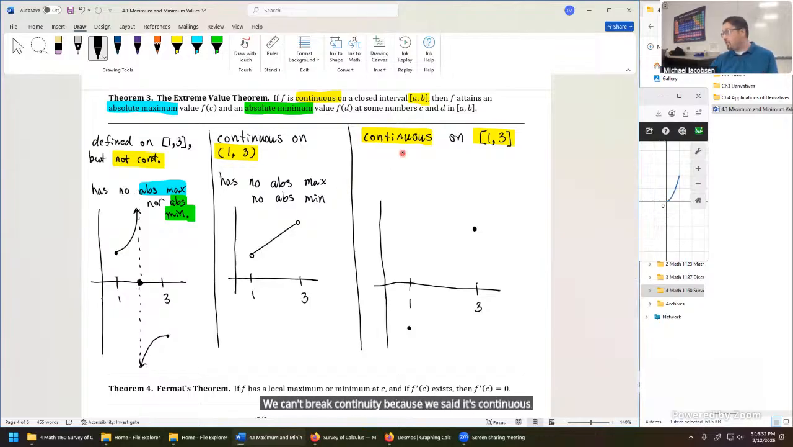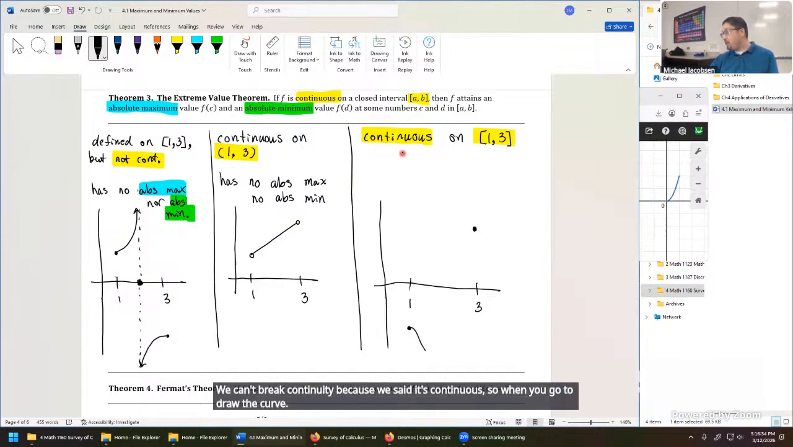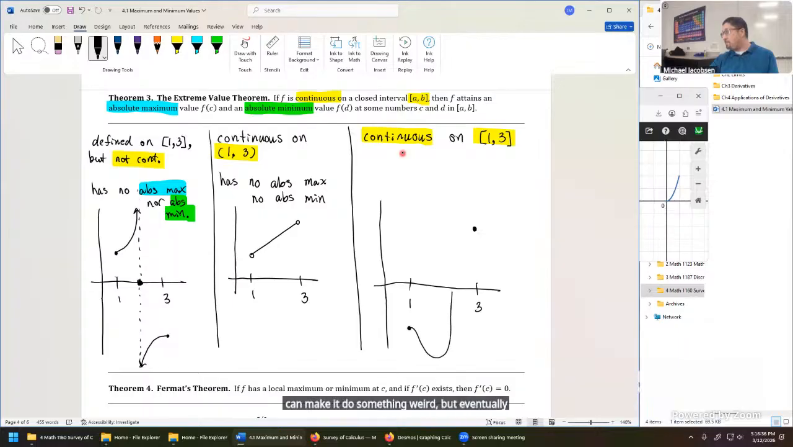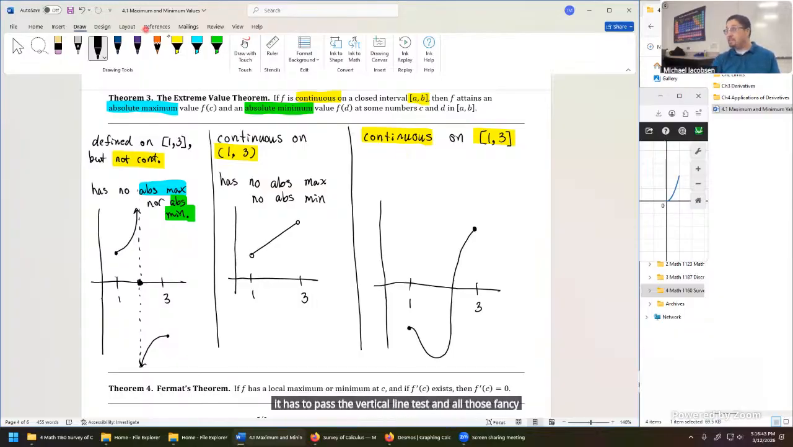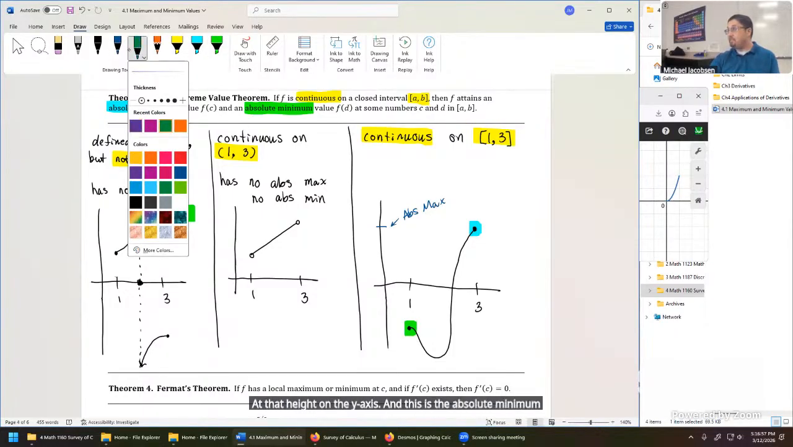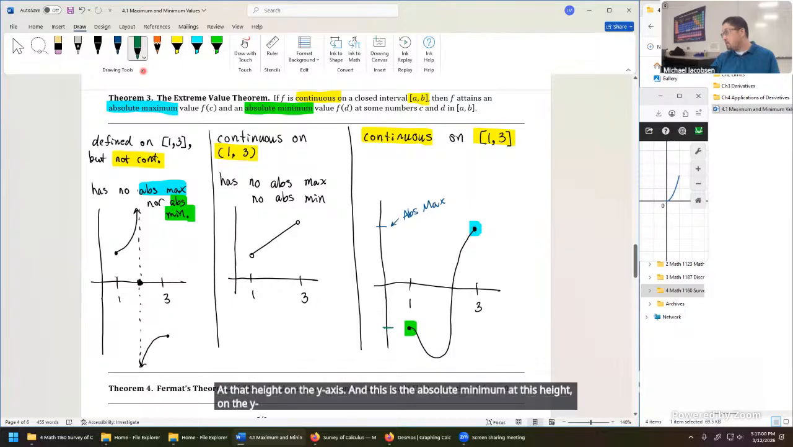So when you go to draw the curve, you can make it do something weird, but eventually it's got to go back up to wherever this point was. It has to pass the vertical line test and all those fancy things. So with this next iteration, this is the absolute max at that height on the y-axis, and this is the absolute minimum at this height on the y-axis as well.